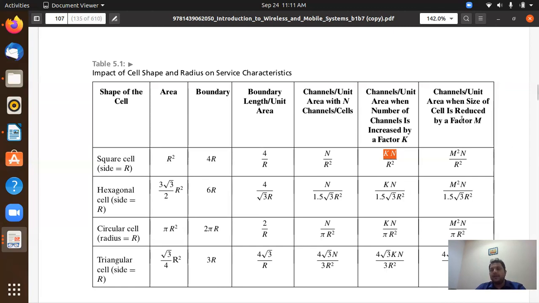See, here suppose the area is r square, and we are decreasing the length of the square by a factor of m. That means if currently the length is r, the next cell would be of length r by m. So in that situation, what would be the channel count per unit area? In this way, n divided by r by m whole square. So m square will go in the numerator, so m square n divided by r square. So you always have two options.